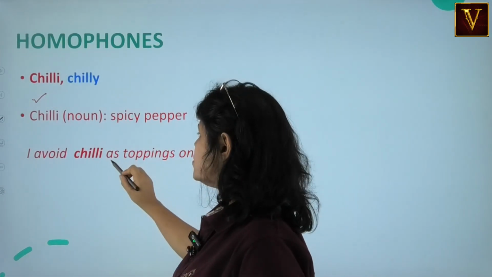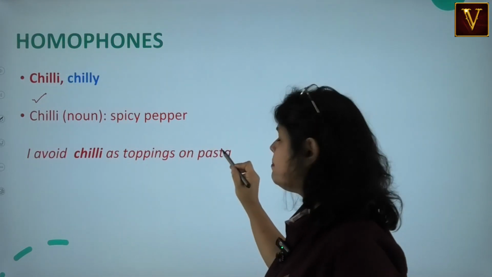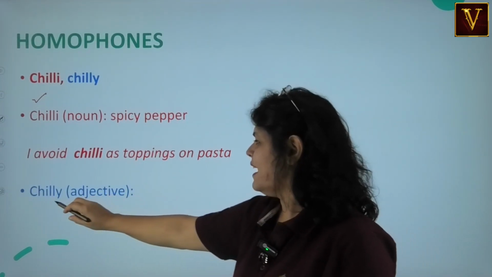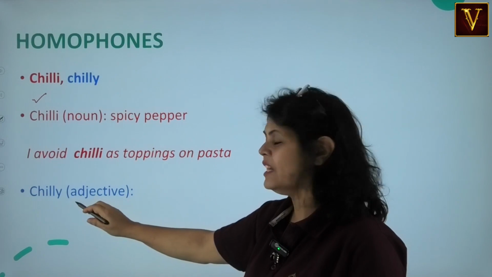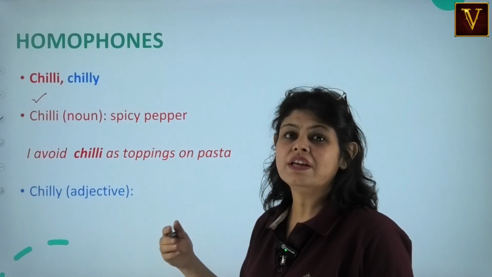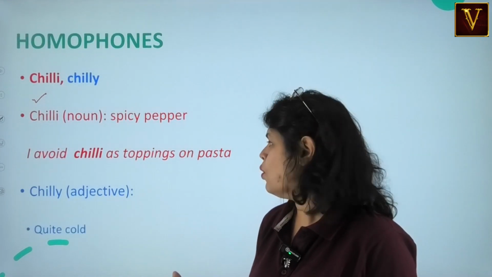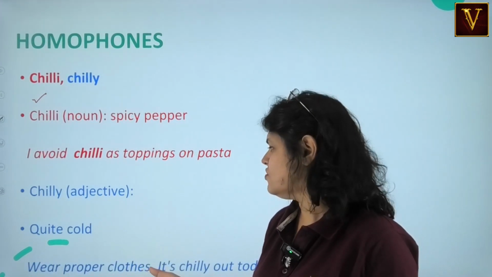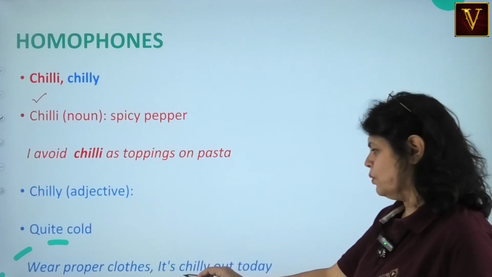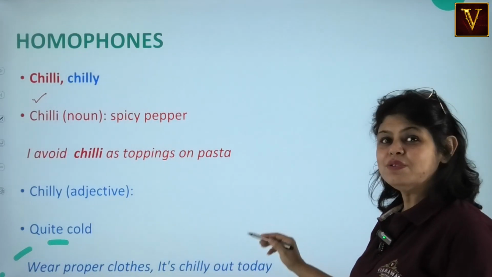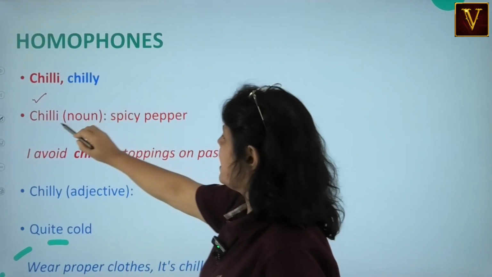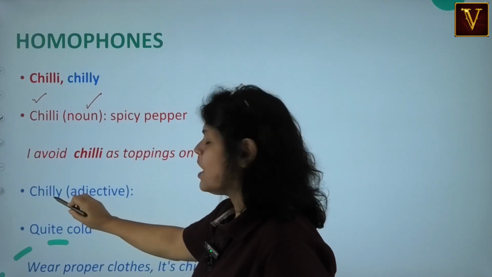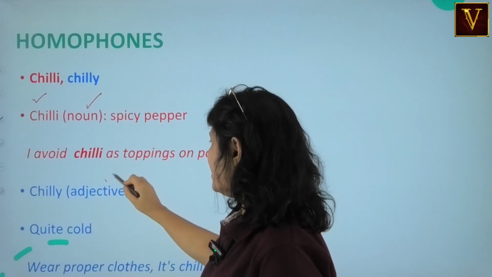I avoid chilli as toppings on pasta. Got it? And another one is chilly. This chilly is when we talk about extremely cold weather. Quite cold, when it is, we say that it is chilly. Wear proper clothes, it's chilly out today. Right? Now, chilli is a noun and chilly is an adjective.